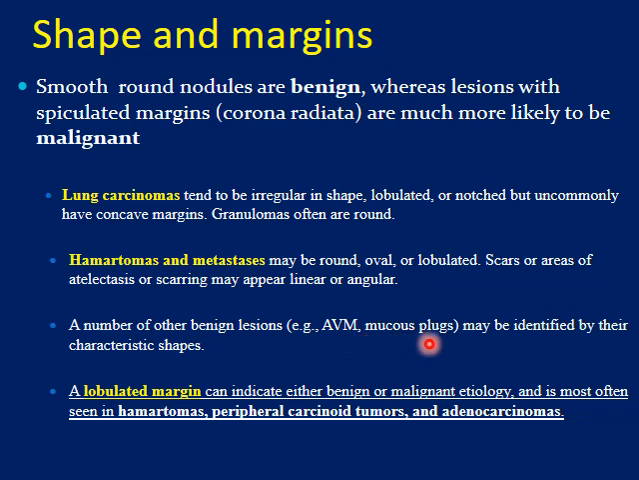Arteriovenous malformation or mucus plugs may have their own characteristic shape. AVM may appear serpiginous. Mucus plugs within bronchi may give the appearance of a finger and glove. A lobulated margin can indicate either a benign or malignant etiology and is most often seen in hamartomas, peripheral carcinoid tumors, and adenocarcinoma.